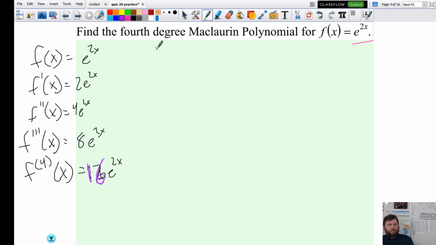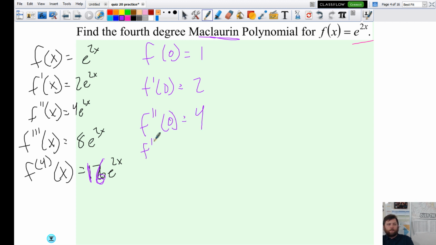What am I doing next? So you plug in for Maclaurin. You're centering it at 0. So e to the 0 power is just 1. f prime of 0, this is 2 times 1. It's really just going to be those coefficients because of how it works out. f triple prime of 0 equals 8. The fourth derivative of 0 equals 16.